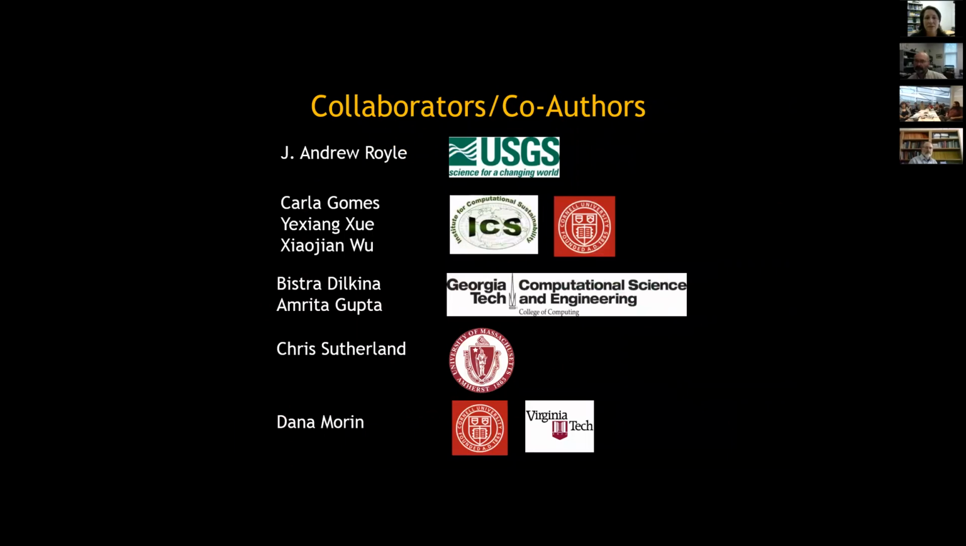I'd like to acknowledge my collaborators and co-authors on this work. There's a large number of folks that have been involved in this research, including Andy Royle at the USGS Patuxent Wildlife Research Center, Carla Gomes, Yexiang Xue, and Xiaojian Wu at the Institute for Computational Sustainability at Cornell, Bistra Dilkina and Amrita Gupta at Georgia Tech, Chris Sutherland at the University of Massachusetts Amherst, and Dana Morin, who is a former postdoc of ours and is now at Virginia Tech.